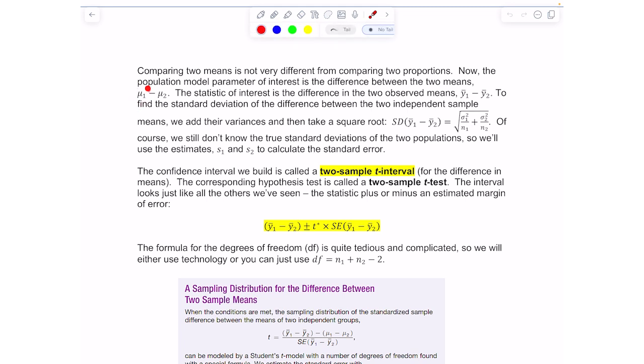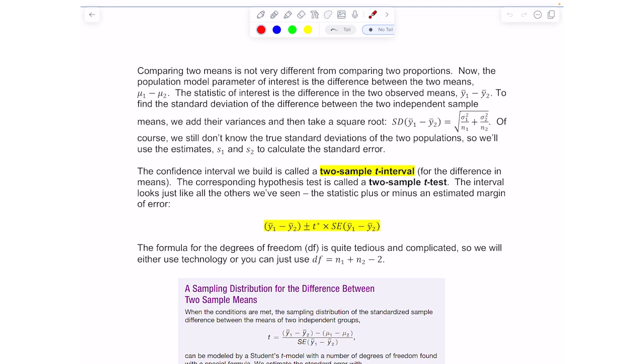Mu1 is just the mean of the population of your first set of data, and mu2 is the mean for your second set of data. Of course, the statistic of interest is our sample statistic, which is the difference of the two observed means, which is going to be y bar 1, your sample mean from population 1, and we're going to subtract y bar 2, which is your sample mean from set 2.